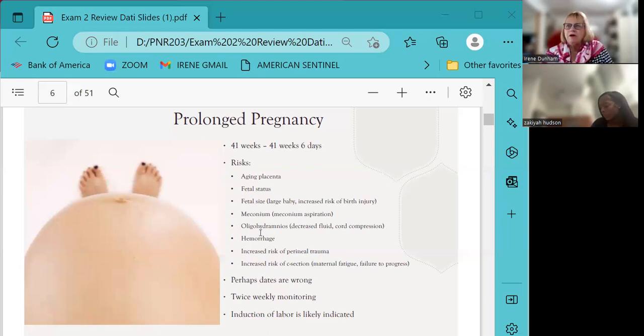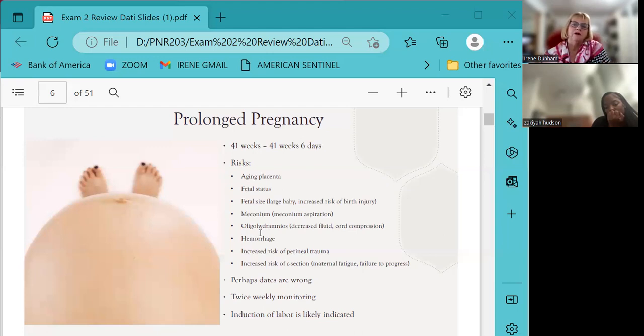She has more risk for a peritoneal trauma, such as a laceration, because the baby is getting big. And so now we put her at more risk that she probably would need an episiotomy. And then of course you have an increased risk of cesarean. Maybe we do an induction of labor for this patient and she doesn't progress.